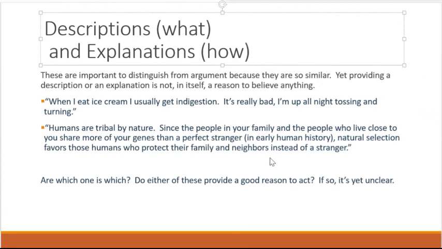But it's not enough to just say, well, this is the way that humans have always been. It's not enough to give me a description of human behavior or to explain why human behavior, historically speaking, is the way it is. Because it could be morally wrong for humans to act that way. It could be. We don't know. We have to have that argument.